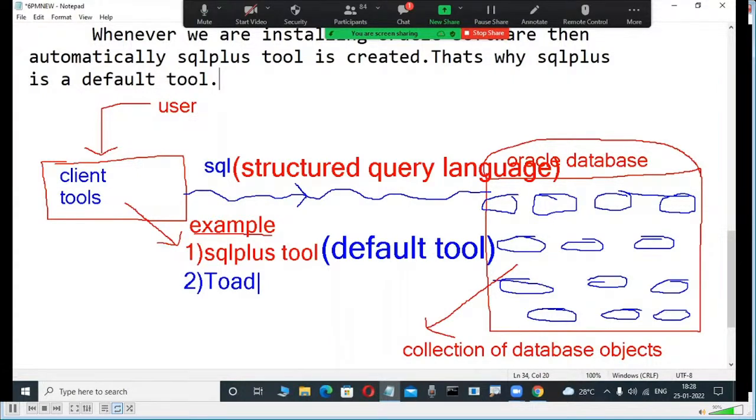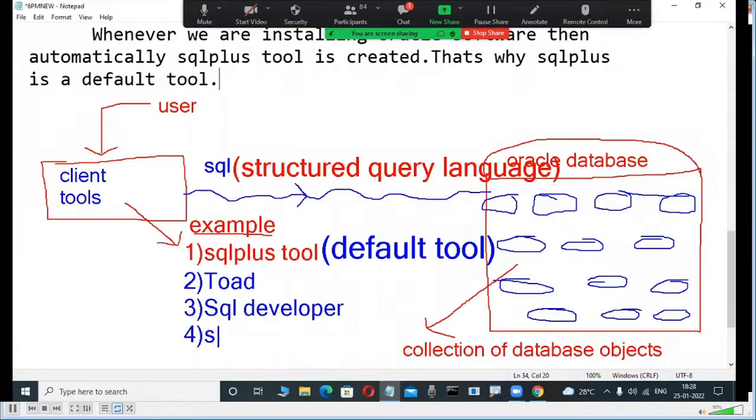If you are interested in interacting with the Oracle database through Toad, you have to install Toad explicitly; otherwise it is impossible. They also give trial software on the net, so if you are interested, download and install it later. SQL Developer is another popular tool in company side, another GUI tool.